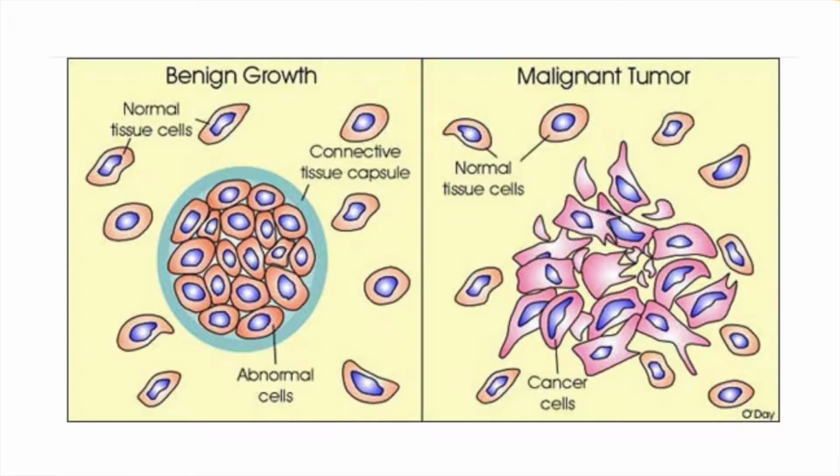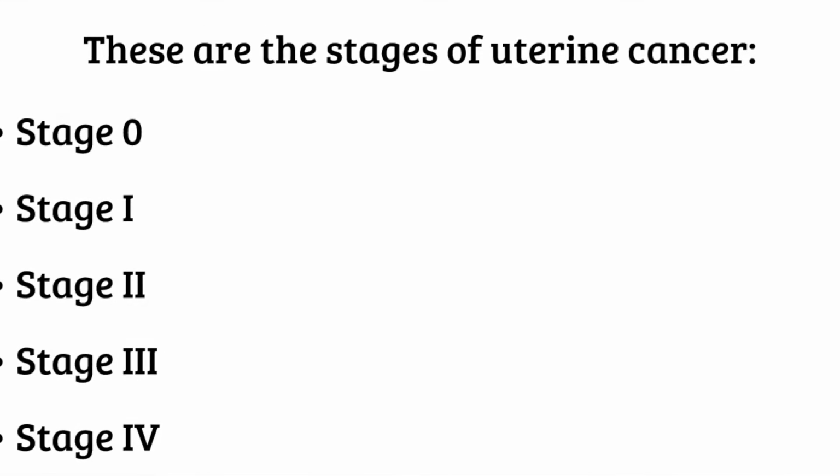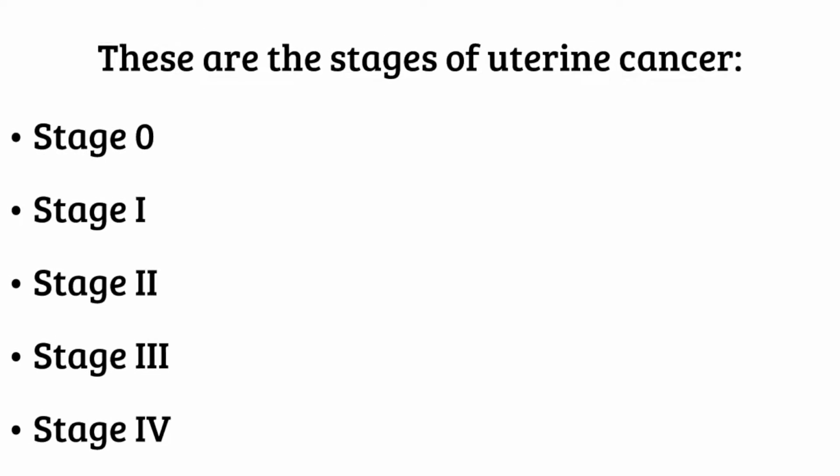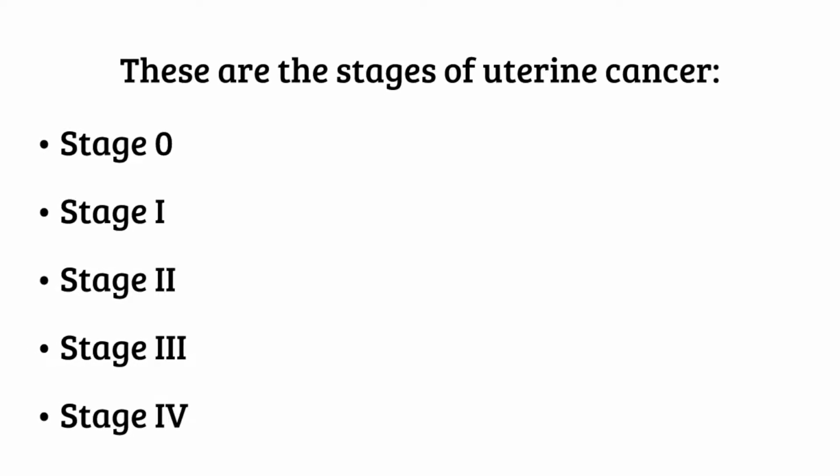So tumors in the uterus can be non-cancerous and cancerous. Cancer cells can spread quickly by breaking away from the uterine tumor. They can travel through lymph vessels to nearby lymph nodes. And I'm going to go over the 5 different stages of uterine cancer.